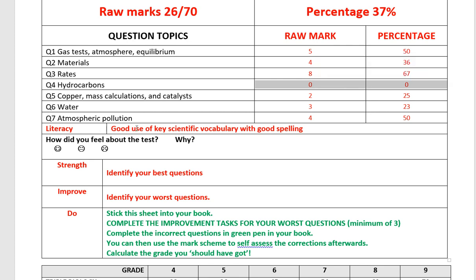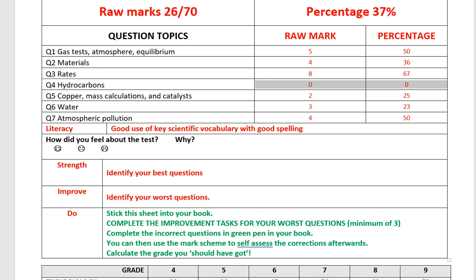Literacy, however, the student used good key scientific vocabulary with good spelling. For Key Stage 4, we asked the students to select their best and worst questions, and from that they will be given improvement tasks. This could be a range of things, from tasks similar to those in Year 9, to asking them to redo a question. They can also correct the questions that they got wrong after they have completed those improvement tasks, and then they have the mark scheme to self-assess. They can tally up the marks they would have got and try to calculate the grade they could have got by being provided with a grade boundary.